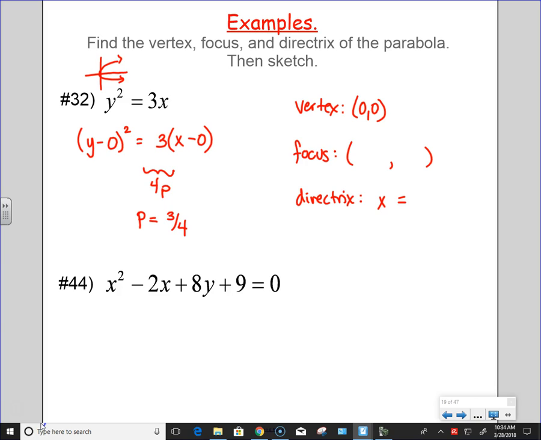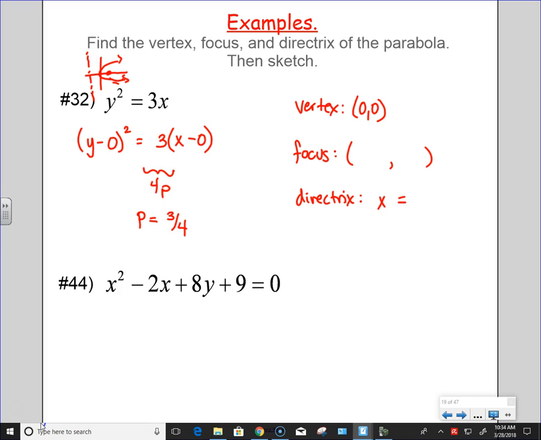I drew my picture. I know this is going right. It's a horizontal axis of symmetry. I know it's to the right because there's only positive numbers. My focus needs to be to the right also. I'm not used to this being oriented this way. My focus will be to the right, and my directrix will be to the left. So what did you guys get as your focus point?